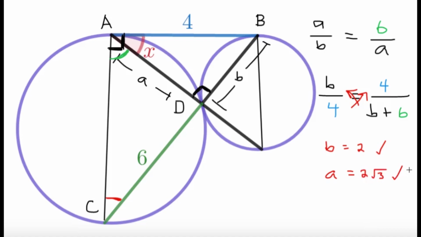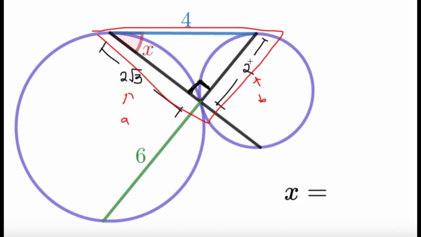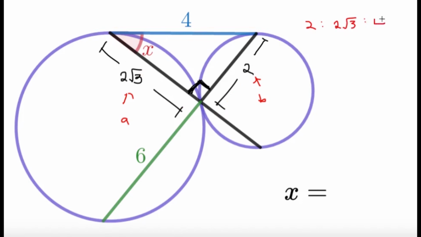So we have values for A and B. Let's plug it into the figure and we're going to notice something interesting. This is the A, that's the 2 square root of 3. This is the B, that's the 2. But if we focus on the top triangle here, which is a right triangle, the ratio of the sides, 2 is to 2 square root of 3 is to 4. If I simplify this, we can divide everything by 2. We're going to get 1 is to square root of 3 is to 2. It's actually the ratio of sides in a 30, 60, 90 triangle.